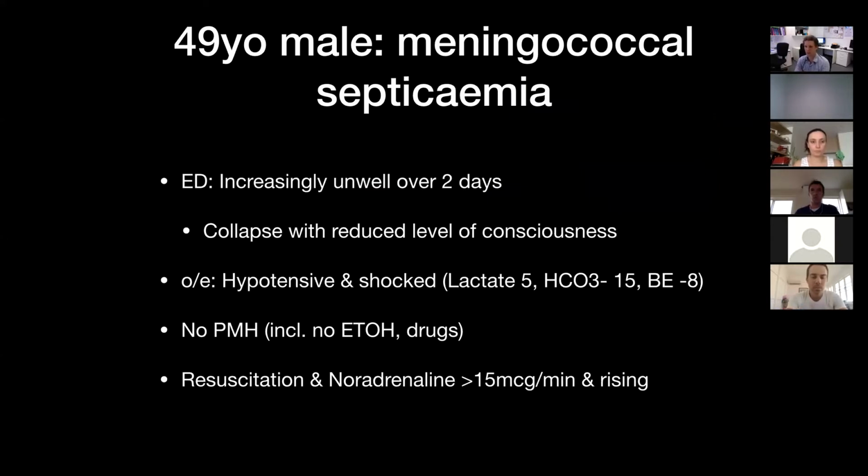So let's start off with a typical patient that we'd have in our unit. So we've got a 48-year-old guy with meningococcal septicemia. He's been increasingly unwell over 2 days. He's collapsed, reduced level of consciousness, and he comes in and he's sick as a dog. So he's hypotensive, he's got lactates of 5, he's horrifically acidotic, he's in shock, no obvious past medical history that we're aware of. Does that mean that he's never had any cardiac dysfunction? It's obviously hard to say, we don't think so. And he's put on some noradrenaline, and he's got rapidly escalating noradrenaline requirements as he comes into the unit.